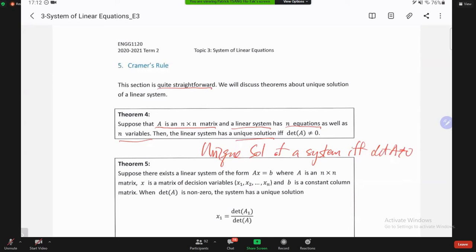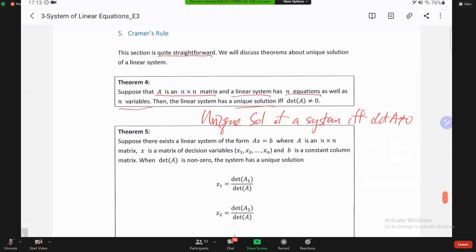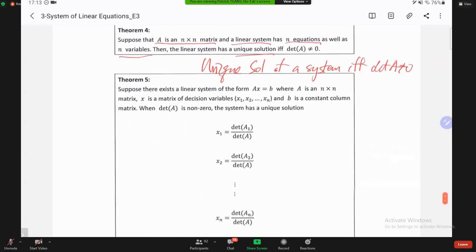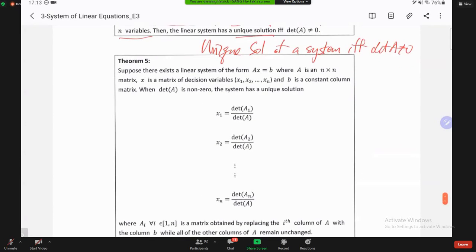This is the essential meaning of theorem 4. This condition tells us how to guarantee a unique solution of a system by checking the determinant of a matrix A. Let's take a look, and I will tell you how to connect those ideas with the other topics. Don't worry about that. Let's take a look at theorem 5 as well.